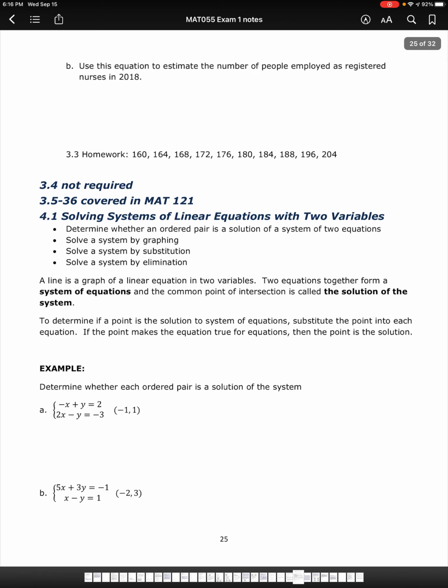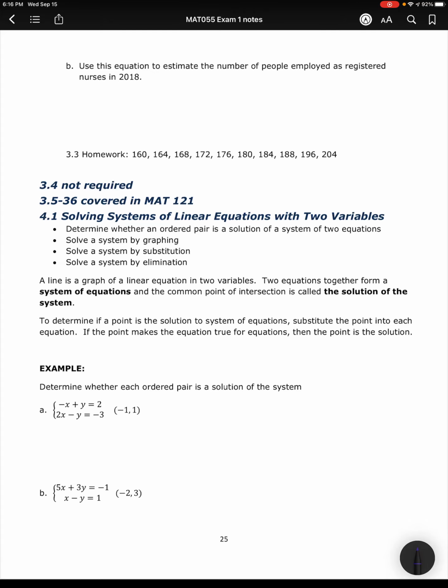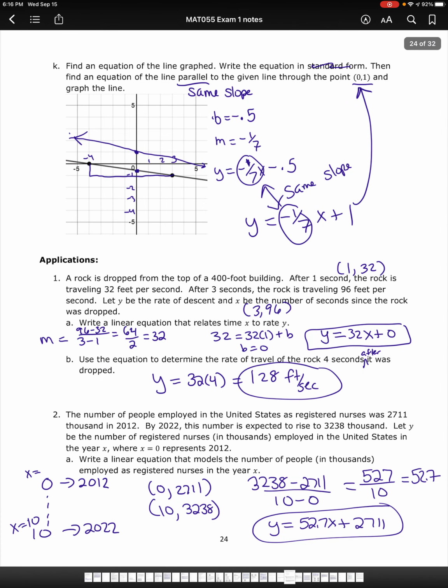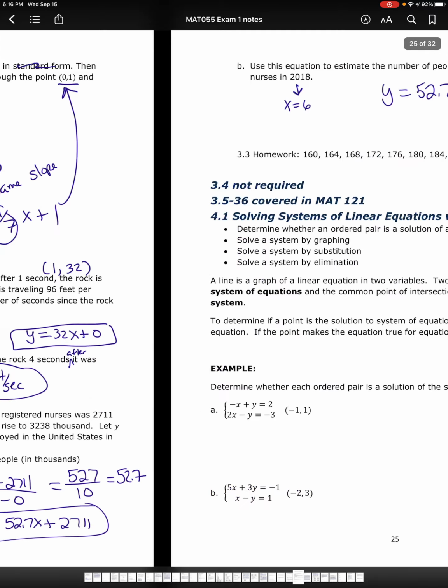Okay, so we're going to use that equation to estimate the number of nurses in 2018. So 2018 relates to x being 6, right? Because it's 6 years from 2012. So we're going to plug 6 in. 52.7 times 6, and then plus, I forget what that number was, 2711.